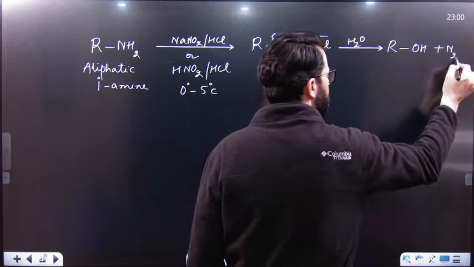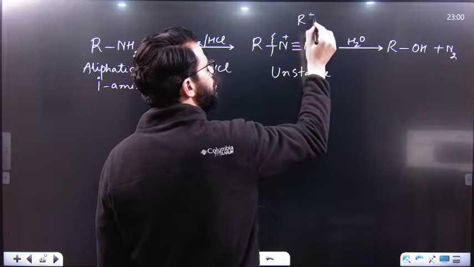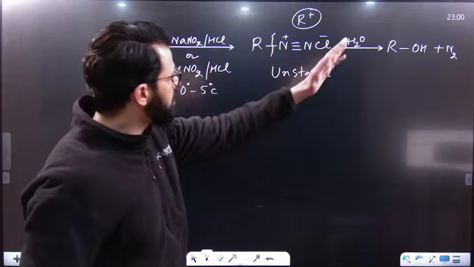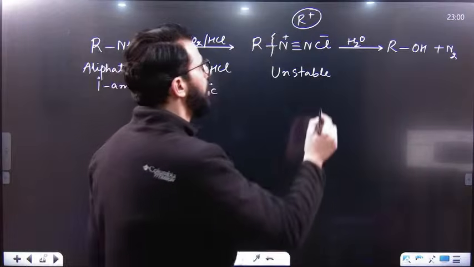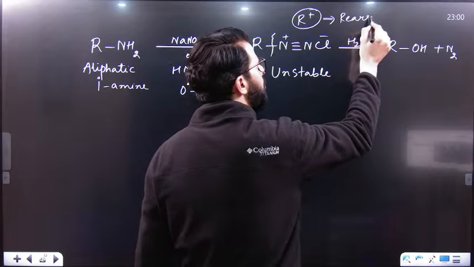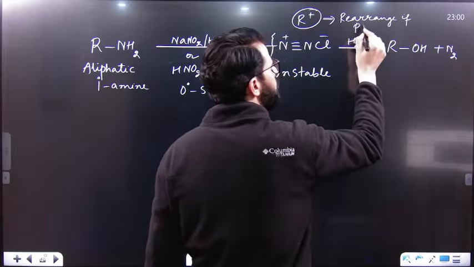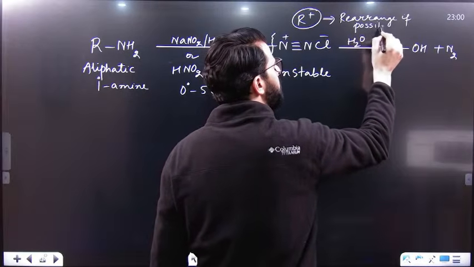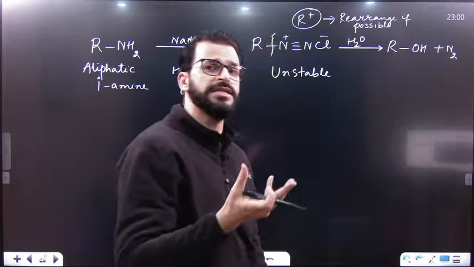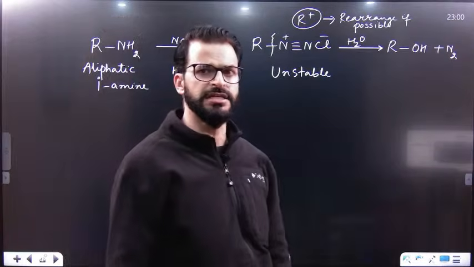But remember, the intermediate here is basically R positive. That means when nitrogen is removed, the intermediate is R positive, which is a carbocation. So you have to first rearrange it if possible. If rearrangement takes place and increases the stability of the carbocation, you have to first increase the stability of the carbocation.